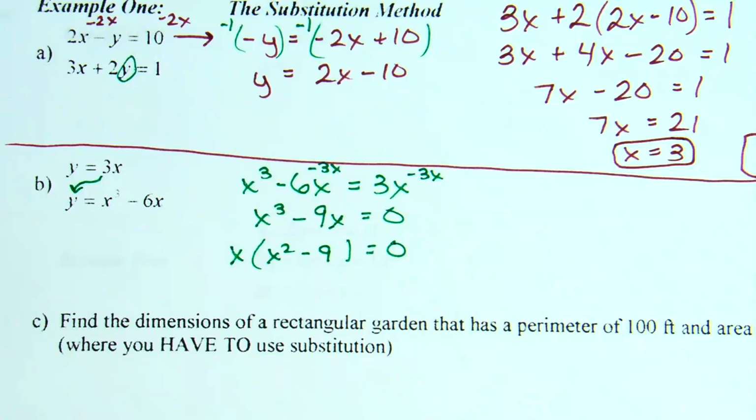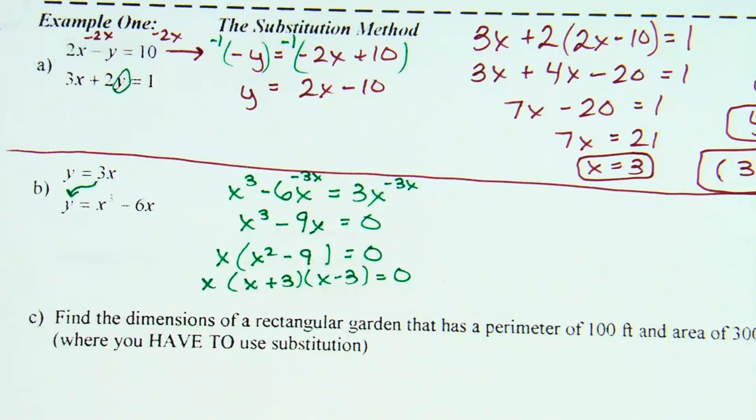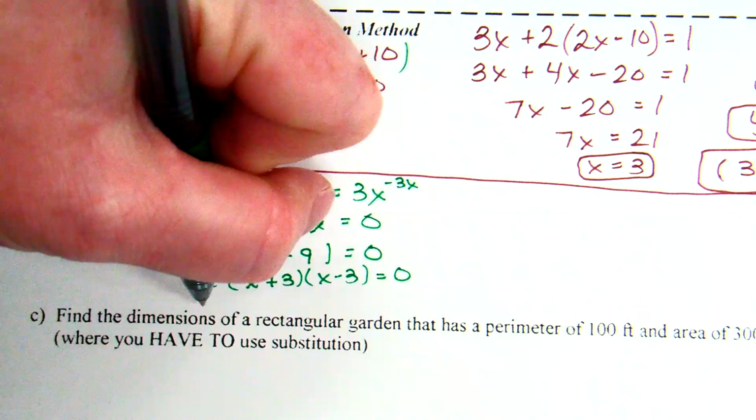Set each part equal to 0. How many parts am I saying equal to 0? 3, yes? So we're going to end up with x equals 0, x plus 3 equals 0, x minus 3 equals 0. What answers do I end up with? 3, negative 3, 0. Or 0 and plus or minus 3.